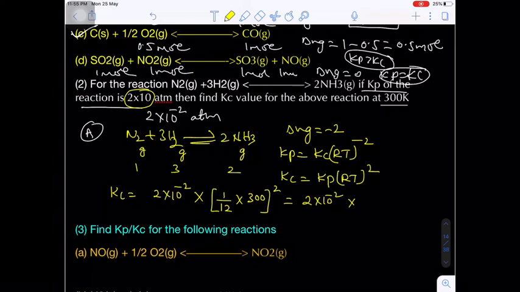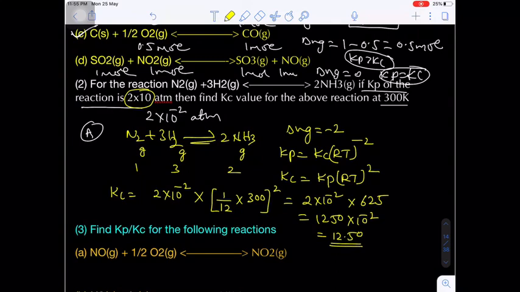Okay, 3 table 3 4s are 3 100, 100 by 4, that is 25, 25 whole square is 625. That is 1250 into 10 raised to minus 2. Are you getting my point? That is the answer, 12.50. This is the Kc value.